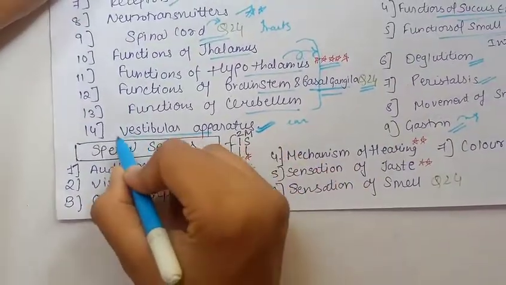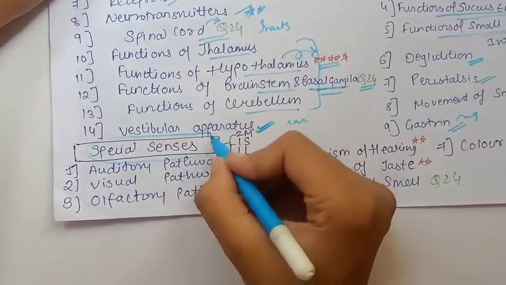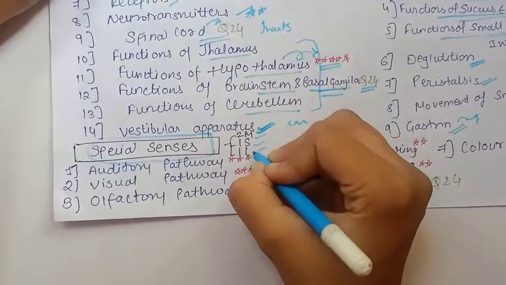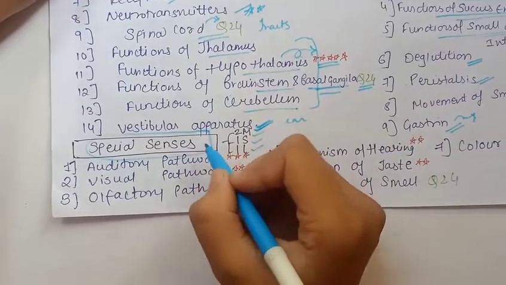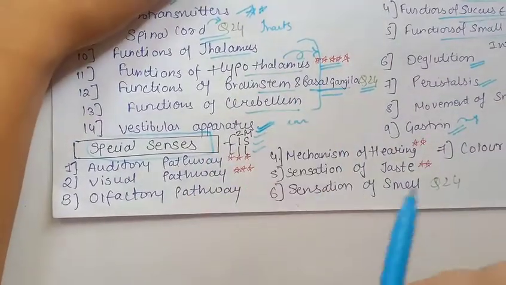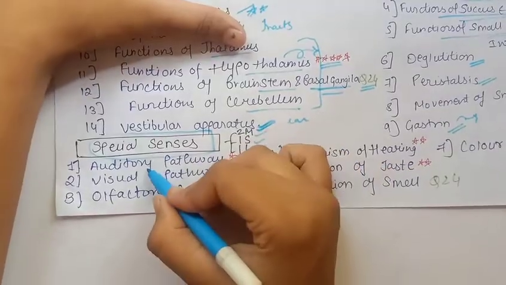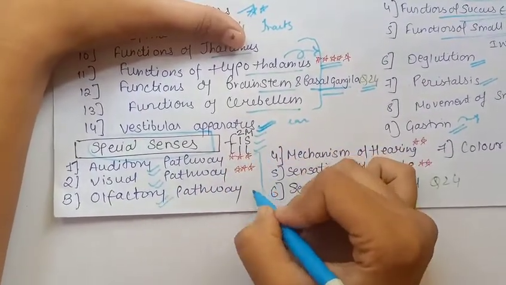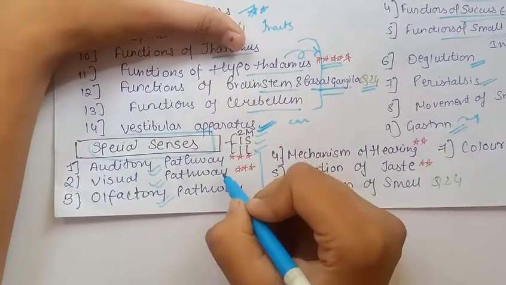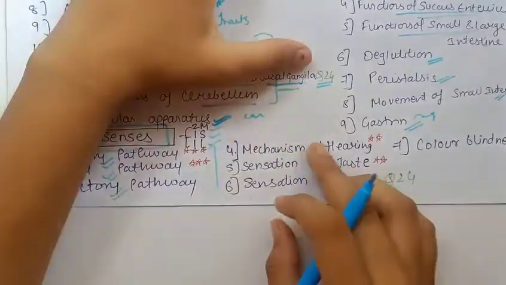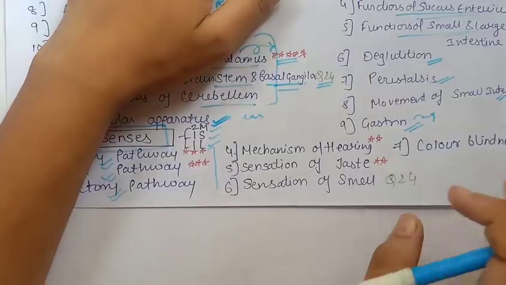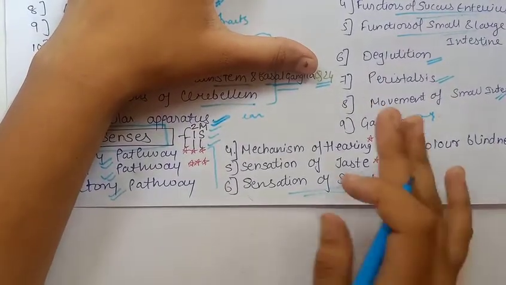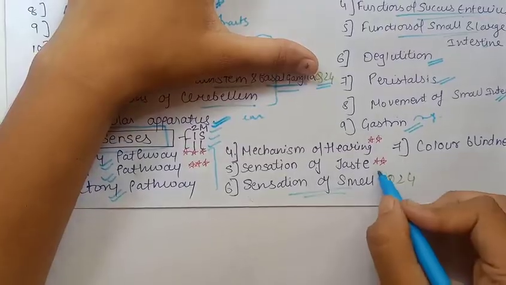Now we also have special senses in paper 2 of physiology. 2 MCQ, 1 SAQ, and 1 LAQ will be present from special senses. From special senses there are pathways: auditory pathway, visual pathway, and olfactory pathway. These are important, of which auditory and visual are very much important. Then mechanism of hearing and sensation of taste are important, and sensation of smell was not important till last year, but last year it came in the examination.